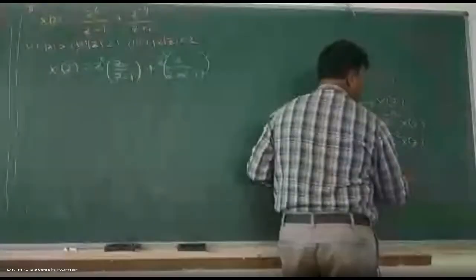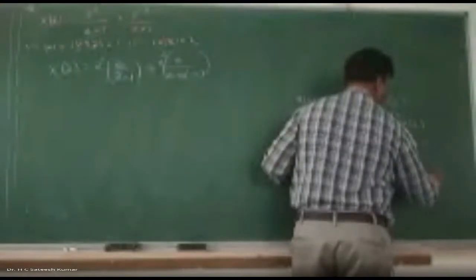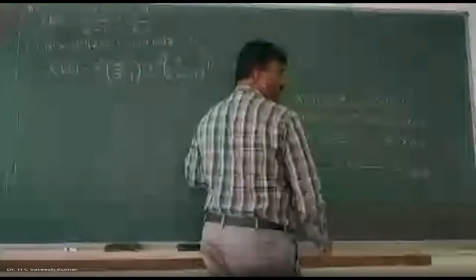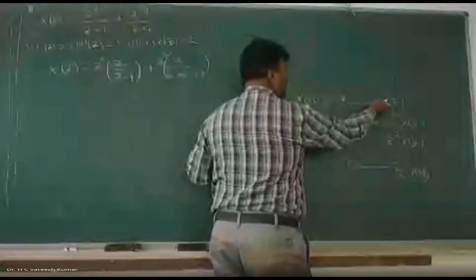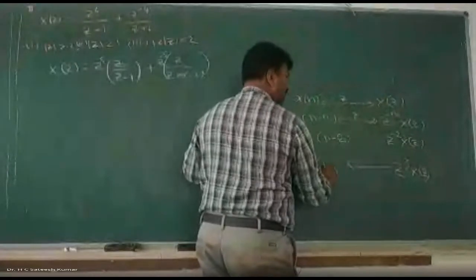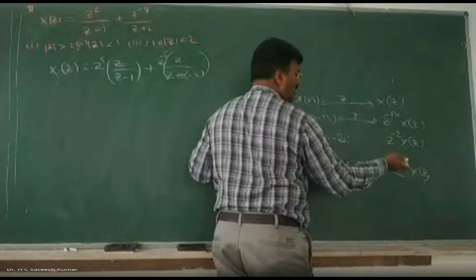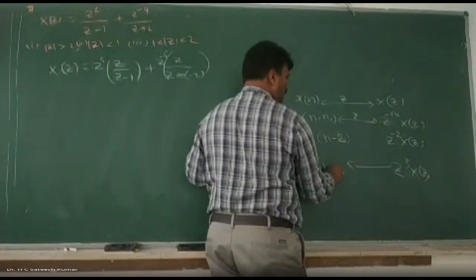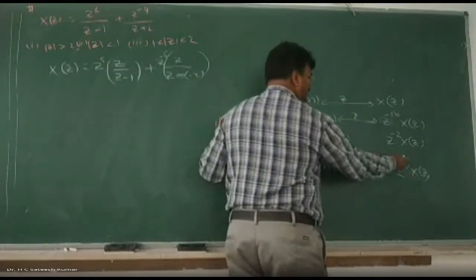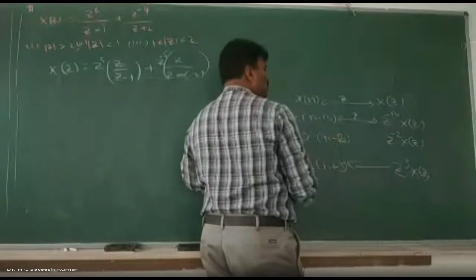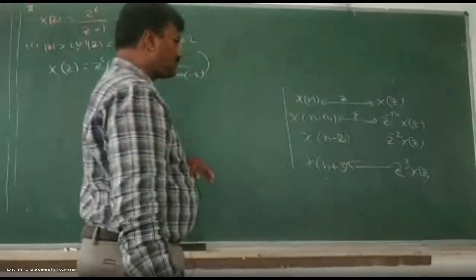Let us see, if it is Z cube into X of Z, what is the inverse Z transformation? X of Z corresponds to X of n. Since the Z side is multiplied by Z cube, the n side should be shifted by plus 3. Plus 3 is there, minus 2 is there. So use this property.